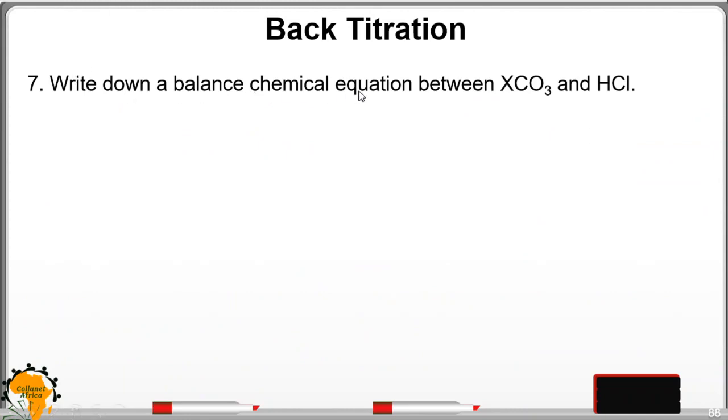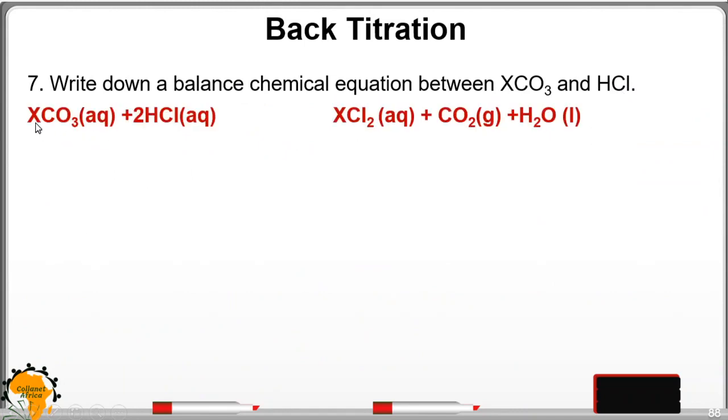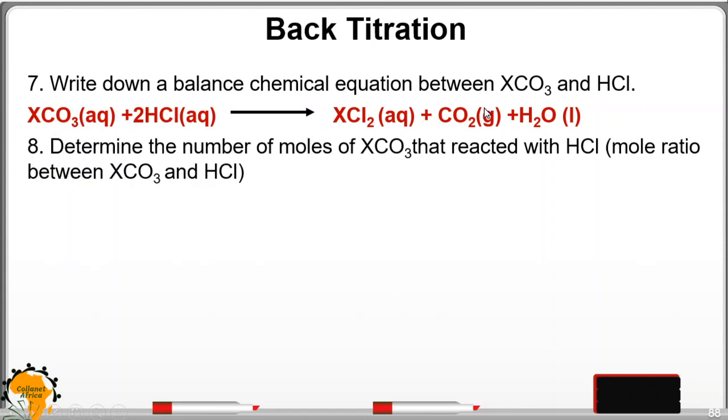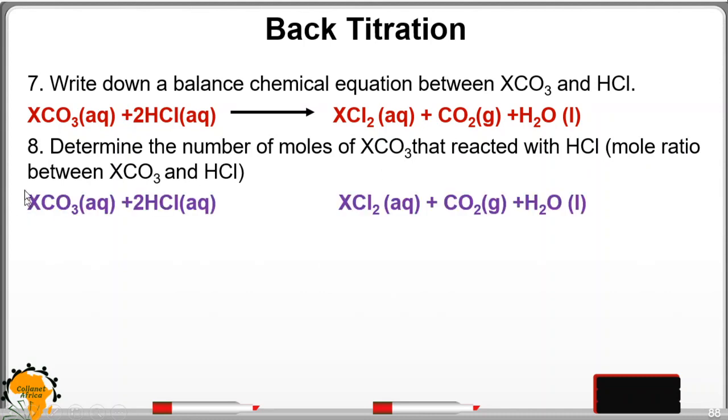Write down a balanced chemical equation between X carbonate and HCl. Remember, it is a divalent carbonate. So when they react to form X chloride and carbon dioxide and water, because it's a carbonate, it forms 3 products, then that will be the balanced equation. And note, determine the number of moles of X carbonate that reacted with HCl. Mole ratio is 1 mole reacting with 2 moles. So 1 mole into 2.